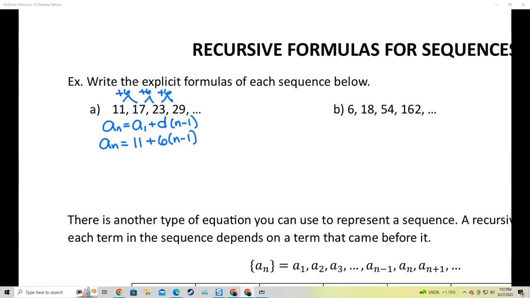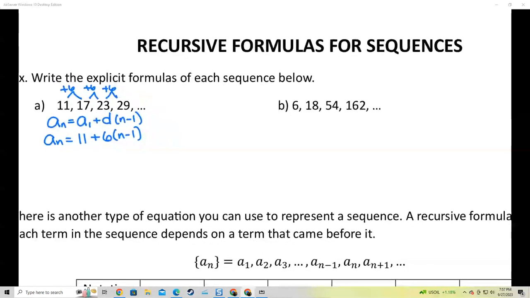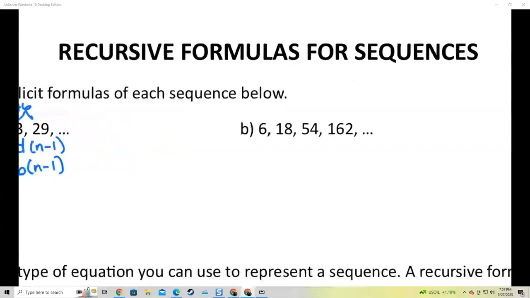All right, let's go ahead and do letter B. For letter B, first I need to recognize the pattern. It looks like I'm multiplying by 3 each time, so let me jot that down. I am multiplying by 3, multiplying by 3, multiplying by 3. Now that I know I'm multiplying by 3, I'm going to use the formula for a geometric sequence. The explicit formula is a sub n is equal to, you're still going to start off the same way.